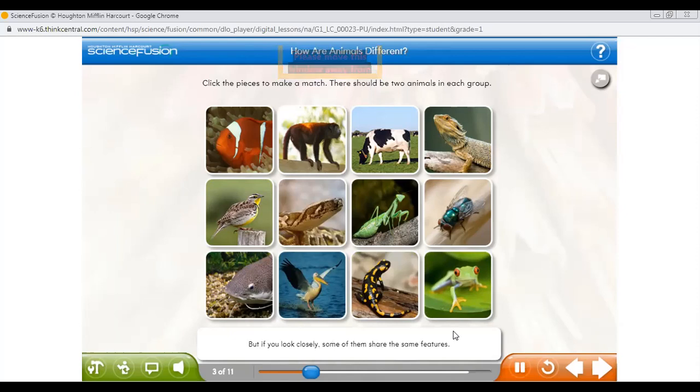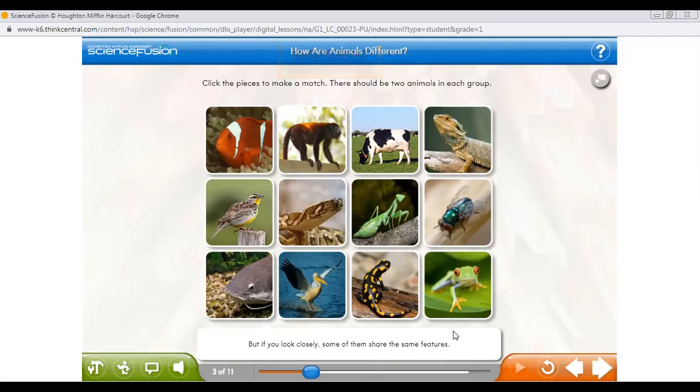The animals in these pictures look very different. But if you look closely, some of them share the same features. So now all the animals, they are different from each other. You can see they have different shape, they have different colors, they have different size. But some features are the same. Like I have said, the fish, they have the same features that they live in water. They have scale body and they have gills. So they are the same. And about the birds, they have feather, they have wings, so they are the same.